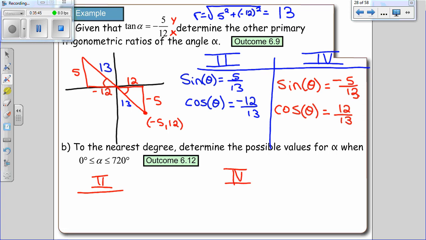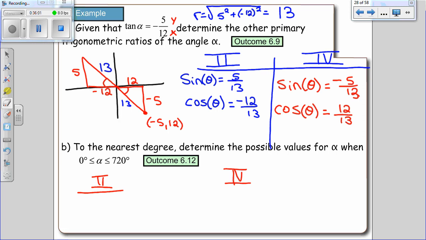Does that mean it's rotated 3 times? That means you can only go around twice. Yeah, 360 and then 720. We're going to talk about that too. We're going to just find the standard position angles first.